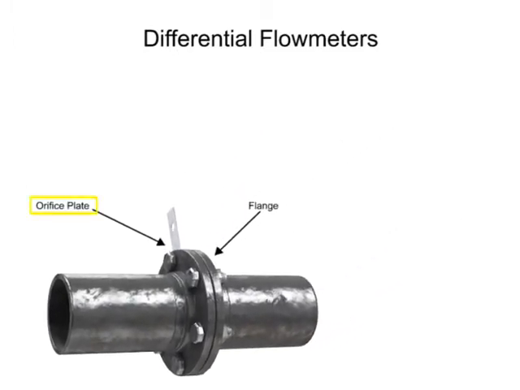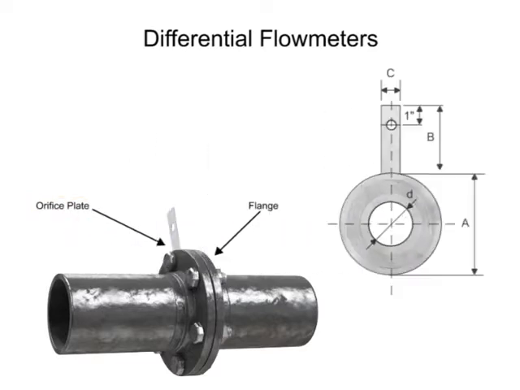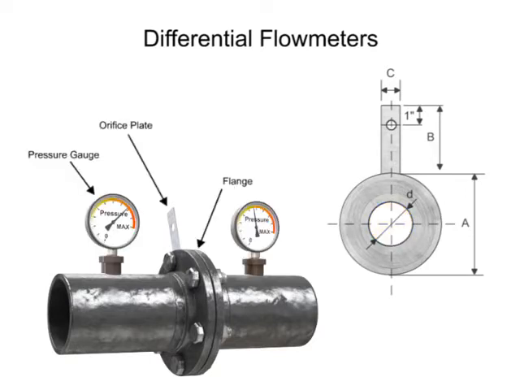The orifice plate of the flow meter is comprised of a circular metal disc with a specific hole diameter that reduces the fluid flow in the pipe. Pressure taps are added on each side of the orifice plate to measure the pressure differential.